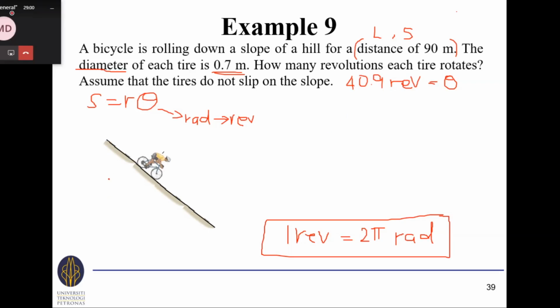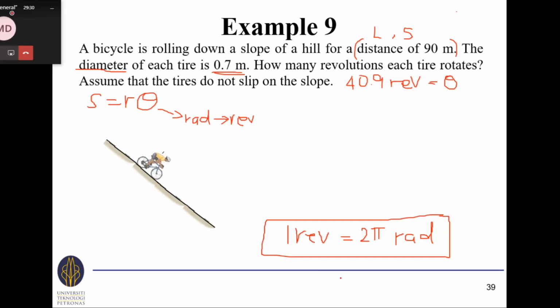Because we take that the tires are the same in front and at the back. So if you want to find the revolution, it means you want to find the theta. But the theta needs to be calculated in revolution. So when you use the equation S equals R theta, your theta is in radian. So make sure to convert that to revolution. The conversion here is 1 revolution equals 2 pi rad.